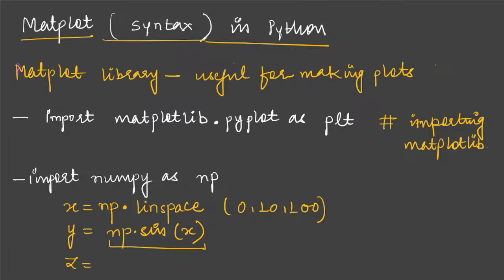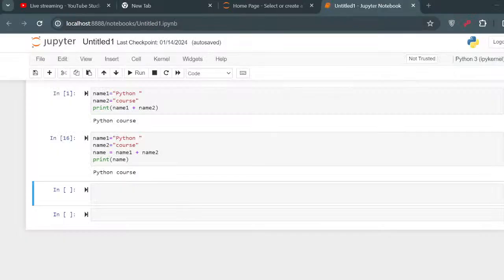In a similar way you can take np.cos(x), so it is going to take the values for cosine of x. Then you can simply print these values to see, and then we have to understand how we can plot the graph for x and y and for x and z. So without wasting our time, let's directly go to our Jupyter notebook so that we can simply start.